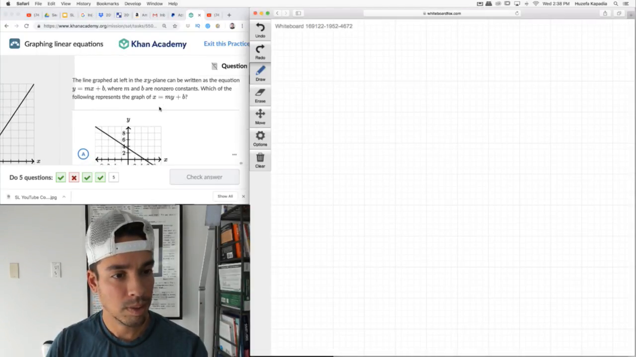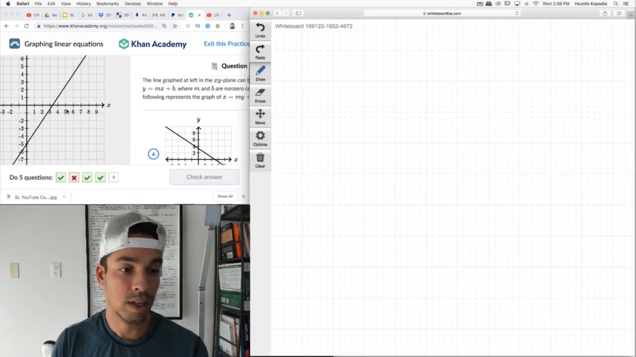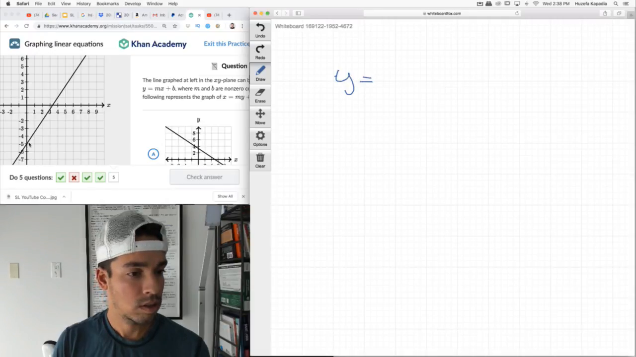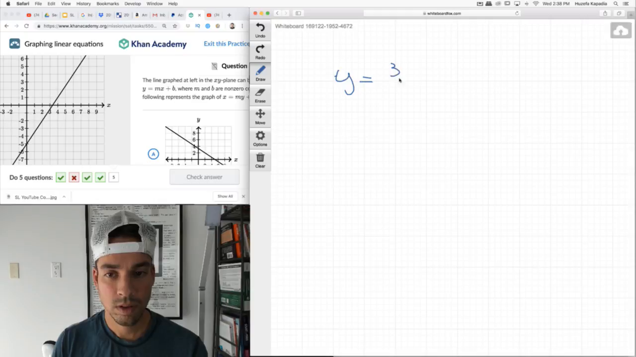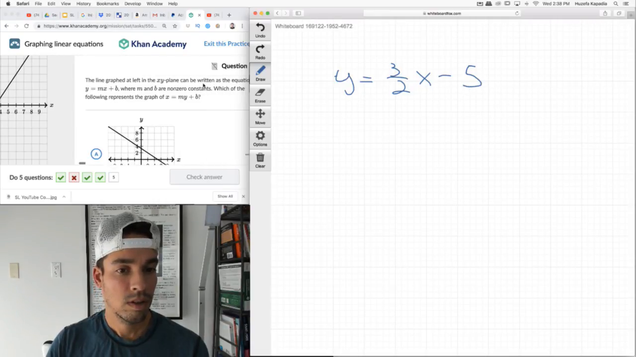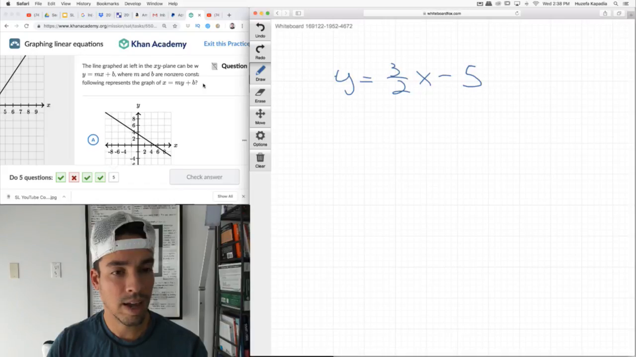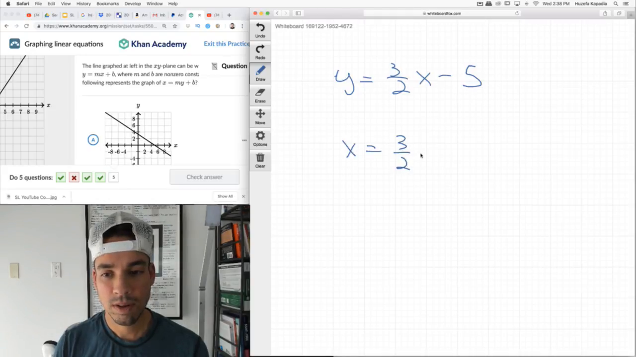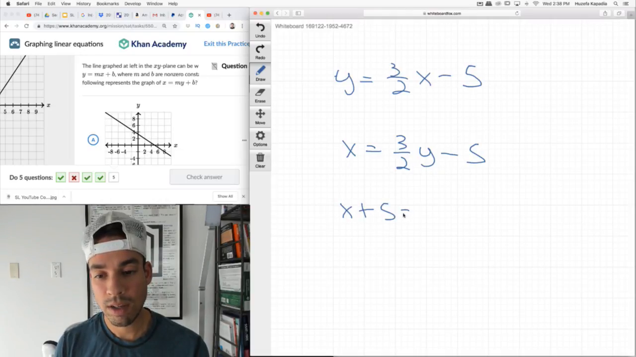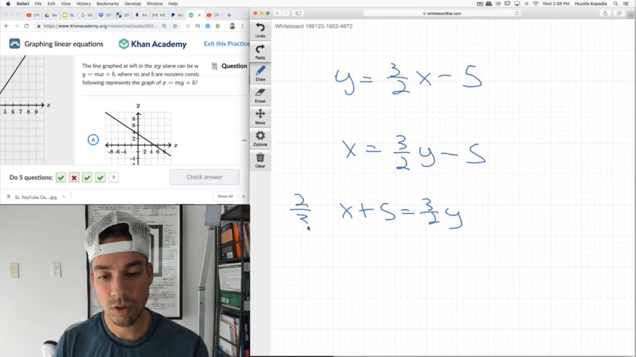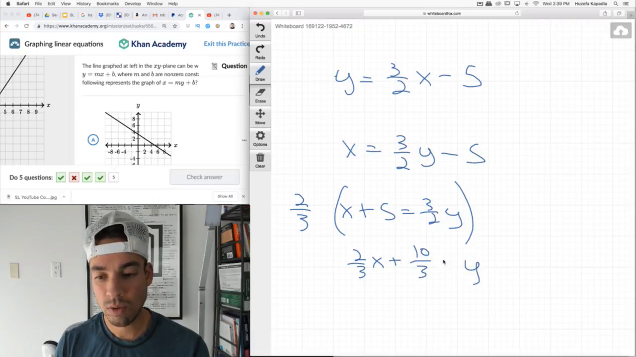Okay, next, the line graph to the left in the xy plane can be written as y equals mx plus b. Okay, so I can actually write this equation. This would be y equals, the slope looks like 3 over 2, plus, and my y-intercept is negative 5, so actually minus 5. Where m and b are non-zero constants, which of the following represents the graph of x equals my plus b? So it'd be x equals 3/2 y minus 5. So I'm going to isolate y again. I add 5, so it's x plus 5 equals 3 over 2 y. Then I multiply both sides by 2/3 and I get 2/3 x plus 10/3 equals y. Let's just write the y on the other side. It's the same thing.